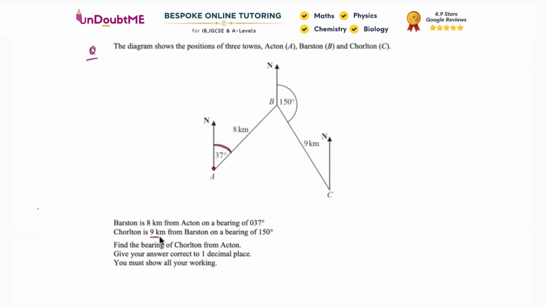Colton is 9 kilometer from Boston. So B and C distance is 9 kilometer on a bearing of 150. Now this 150 is measured from B. That's why on B, you need a north line. So this is a north line on B, and then 150 degree is measured accordingly. Find the bearing of Colton from Acton. So from A, we need a bearing of C.